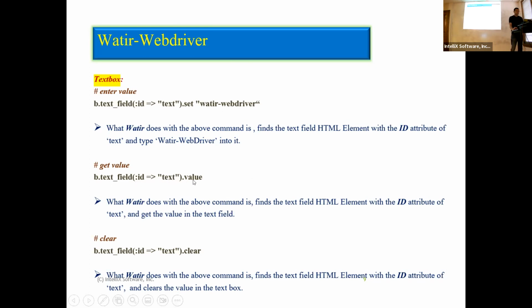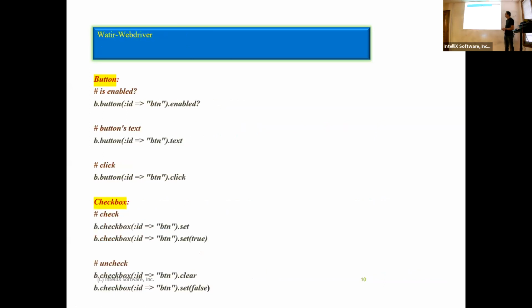Okay, so this is for reading the value and clearing the value, dot clear. Again, similar commands will repeat with other things, but there are some differences. So this is just a text box element, right? You can do some interaction. You can do the same thing with the button.